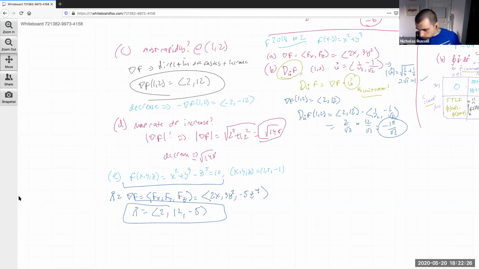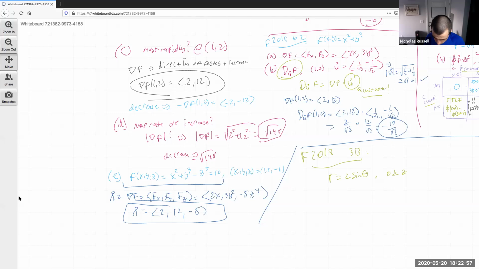I have been asked to do, in the same exact exam, 3B. So in fall 2018, I'm going to do problem 3B, which is: identify and sketch the surface that can be represented in cylindrical coordinates with r equal to 2 sine of theta, where z is between 0 and 1.